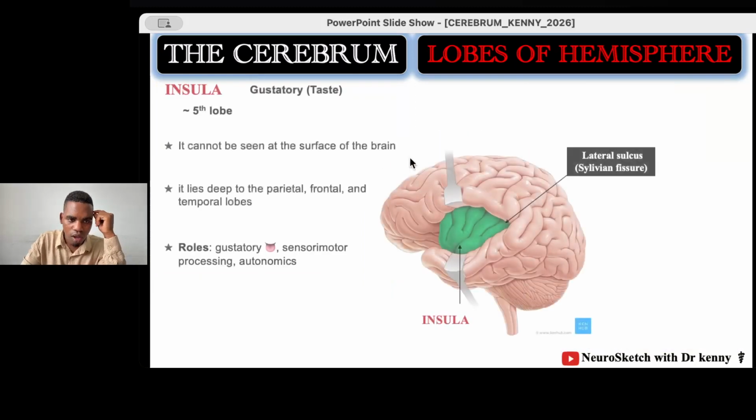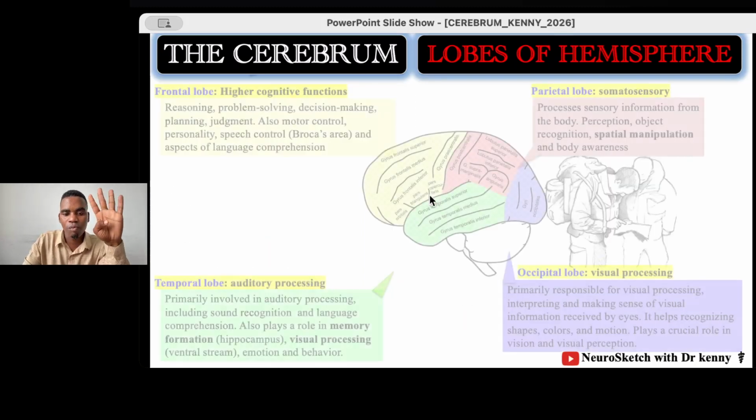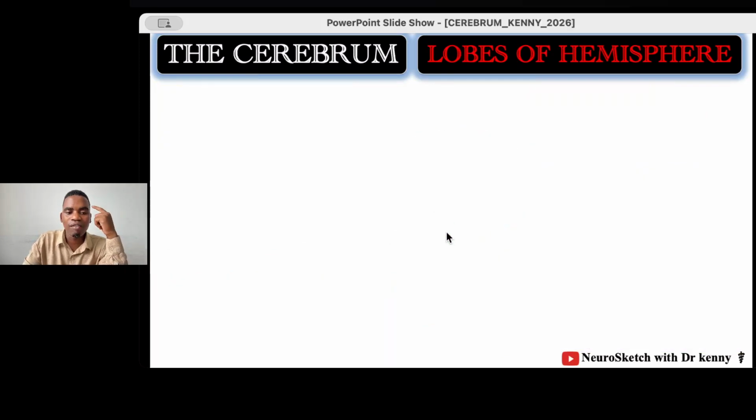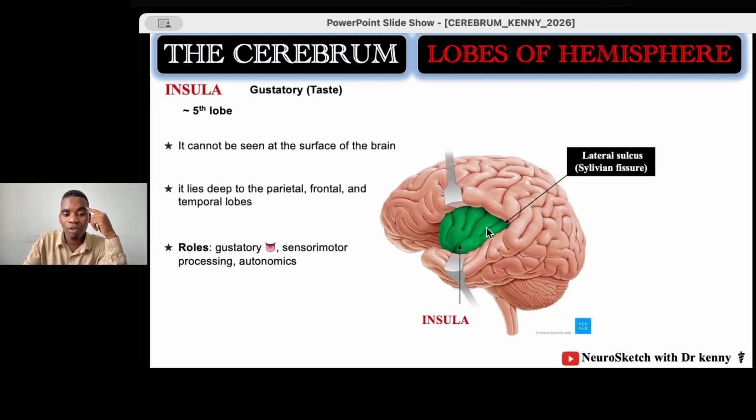Okay. We have said we have the four primary lobes of the brain, and then we have the fifth lobe of the brain, which is actually not seen from the surface. It is usually buried within the parietal, frontal and temporal lobes, deep within the lateral sulcus, also called the sulcus of Cerebrum. We're going to discuss it. This lobe is considered the fifth lobe, and it's called the insula.